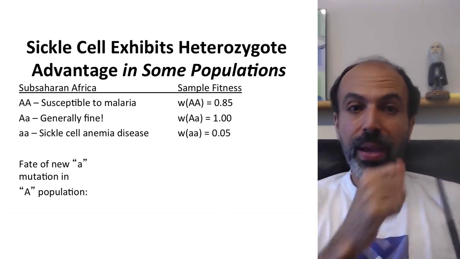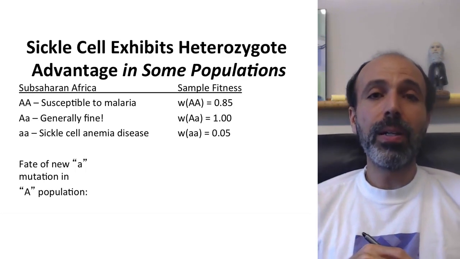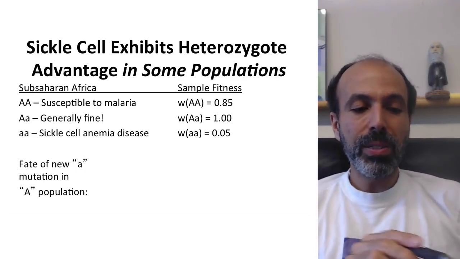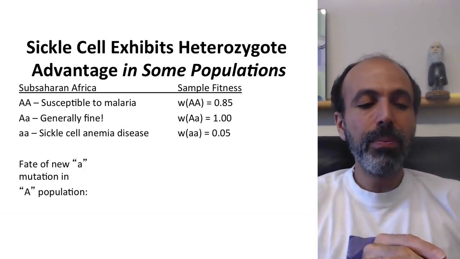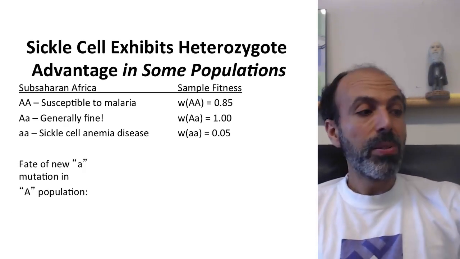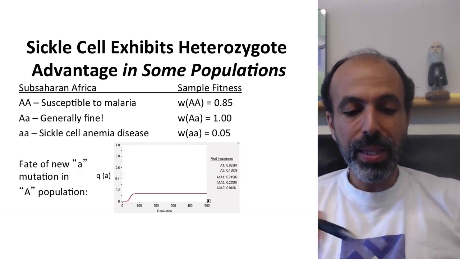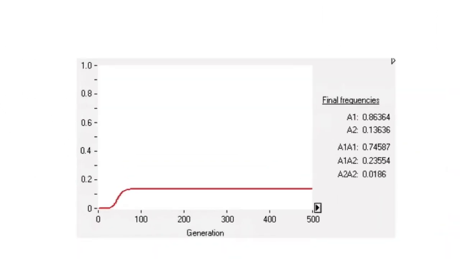Well, what would be the fate of the little a allele if it arose as a mutation in a big A population? Well, it seems like little a is really bad. On the other hand, big A little a is pretty good. So what should happen? Well, we can simulate this using Allele A1. And we see that the frequency of little a rises and then comes to this equilibrium. It comes to this stable allele frequency and it just stays there. Now, the frequency of little a, or A2 in this case, is 0.136. That's what was estimated using Allele A1.